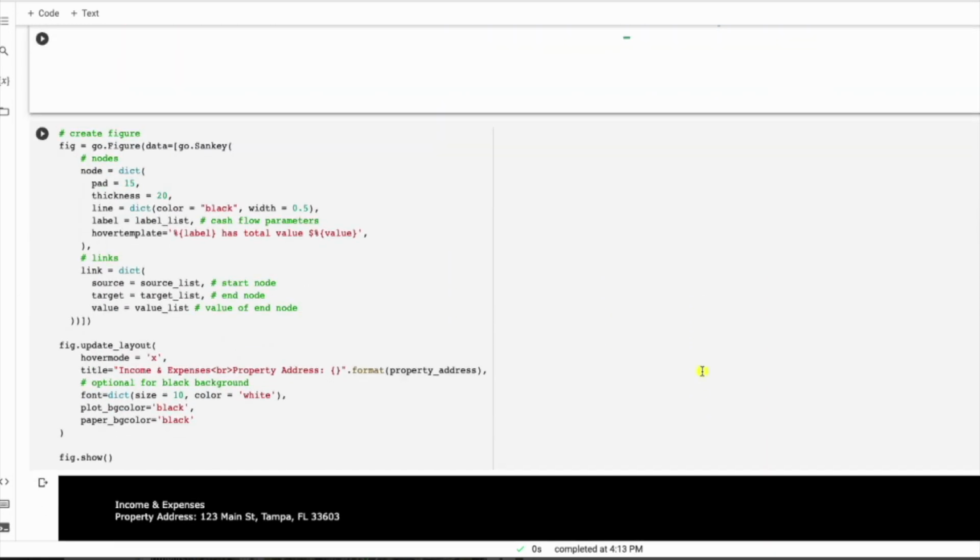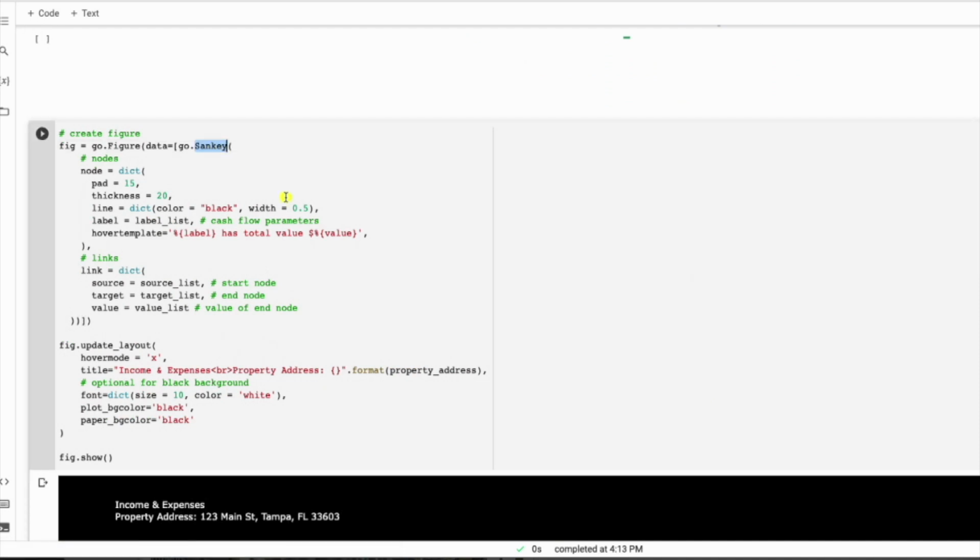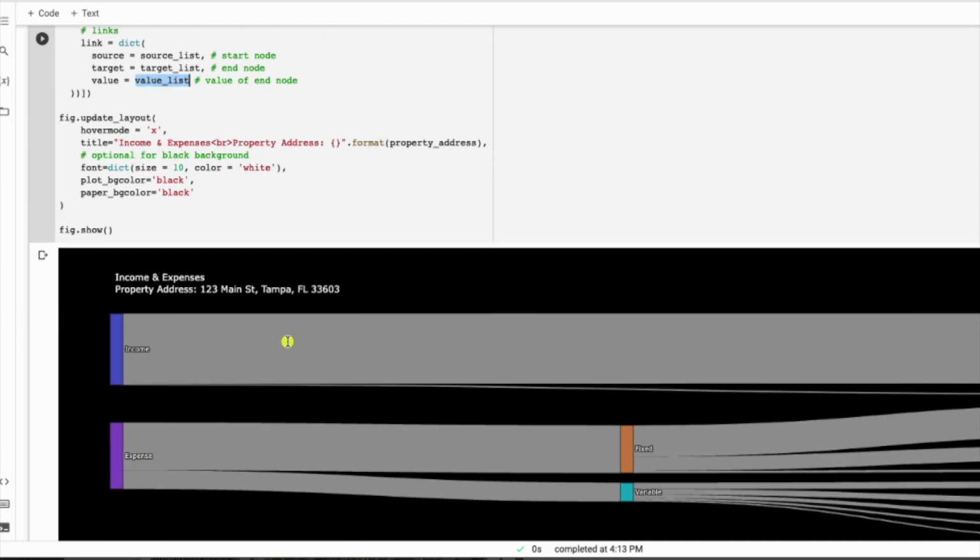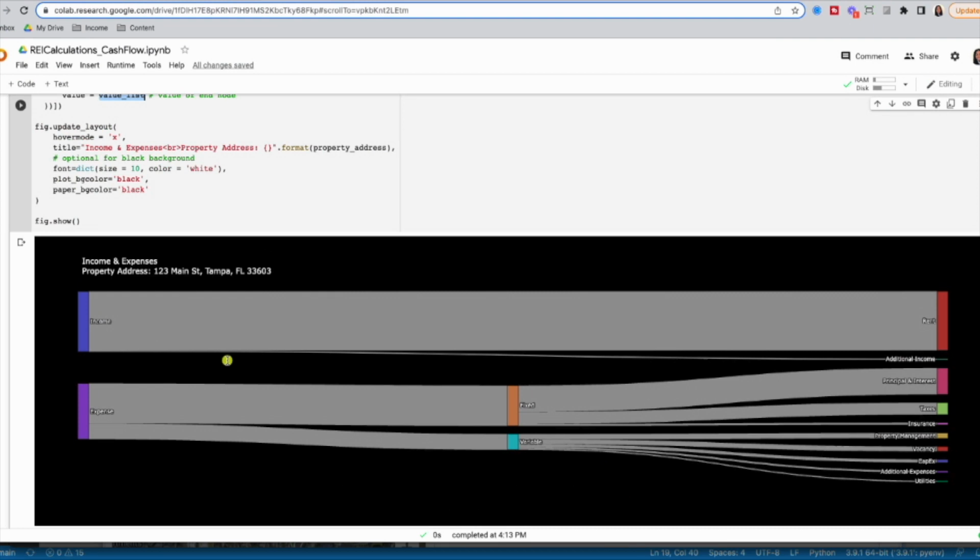Then we go down to create this Sankey diagram, and we're only passing in 4 parameters. We pass in our label list, then our source list, target list, and value list. Once we do, we get this diagram that shows us income, expense, and then expense broken out into fixed, variable, and each of those pieces alongside of that.